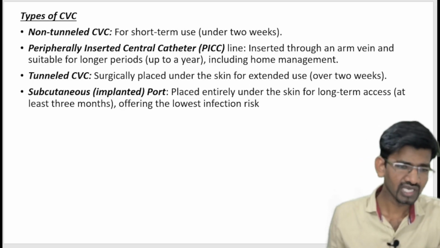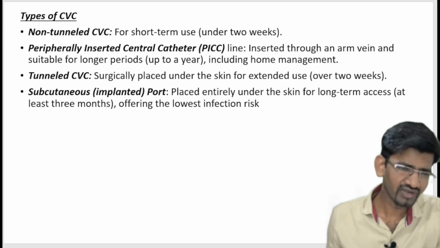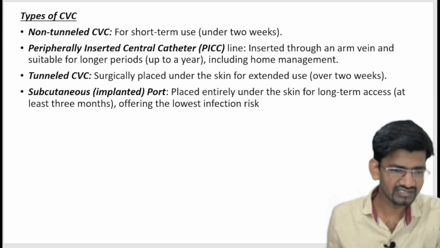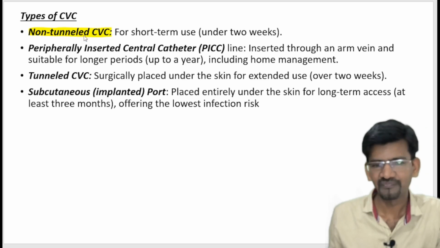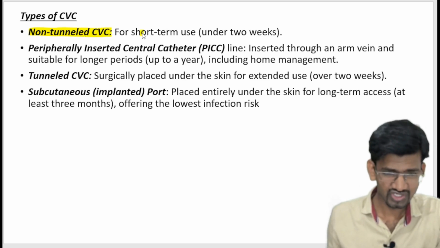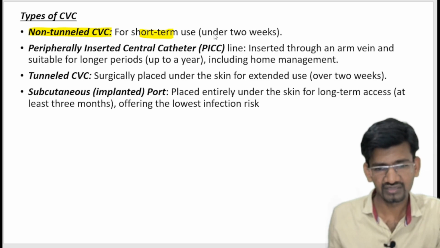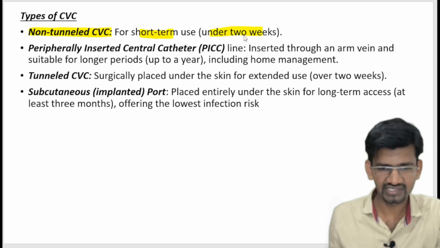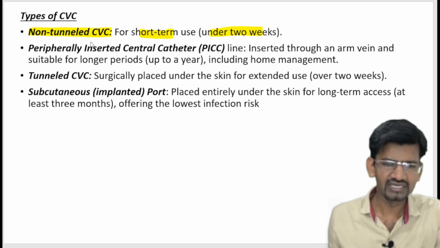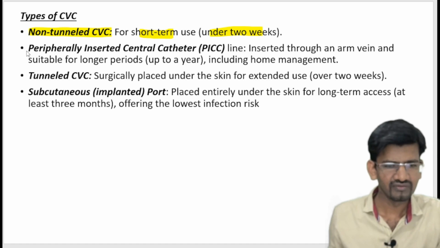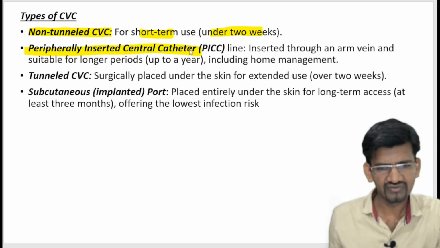So then what are the types of CVC? Different types of central venous catheters are available. The first one is the non-tunneled CVC, which is used for short-term use, when the patient needs less than 2 weeks of IV management. Then we have the peripherally inserted central venous catheters.